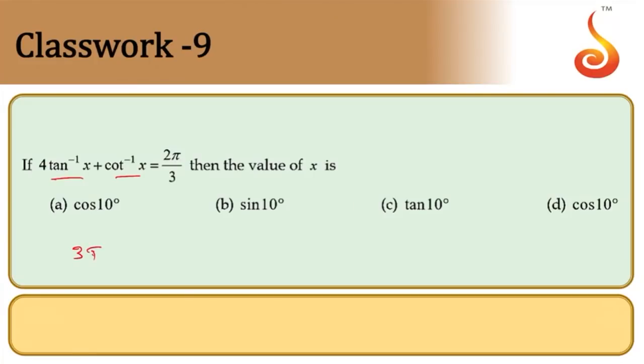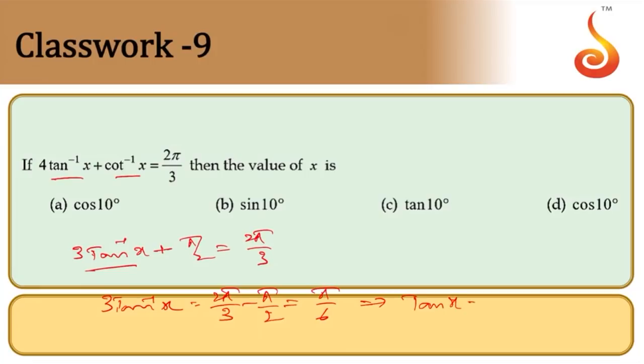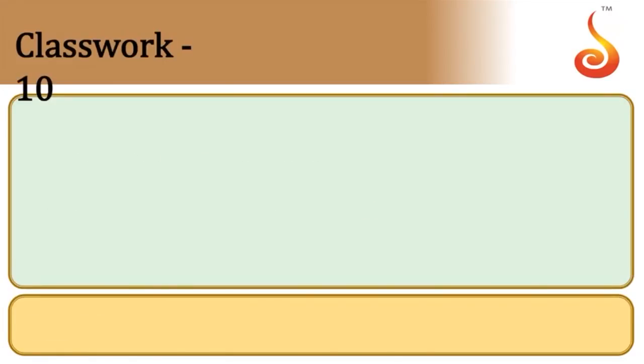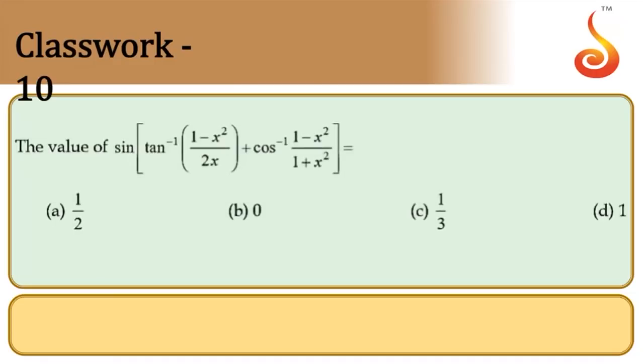So the next one. We know tan inverse x plus cot inverse x is pi by 2. We make it separate: 3 tan inverse x plus pi by 2 is equal to 2 pi by 3. So 3 tan inverse of x is equal to 2 pi by 3 minus pi by 2. That is equal to pi by 6. So tan inverse x is equal to pi by 18, which is nothing but actually 10 degrees. So x is equal to tan 10 degrees, which is the required answer. So the answer is tan 10.